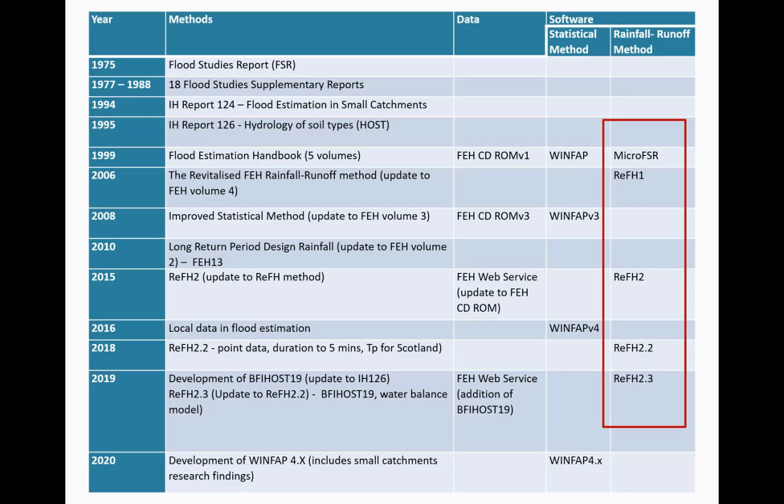So if we look at the quick summary of the FEH methods, what we're interested in here is the rainfall runoff method. We see that back in 1999, with the development of the original FEH handbook, the rainfall runoff method was released in the micro FSR software package. This was an update of the original FSR rainfall runoff method. In 2006, ReFH1 was first released, and then in 2015 through to 2019, there are a number of updates to that methodology, which were released in ReFH2 up to ReFH2.3.